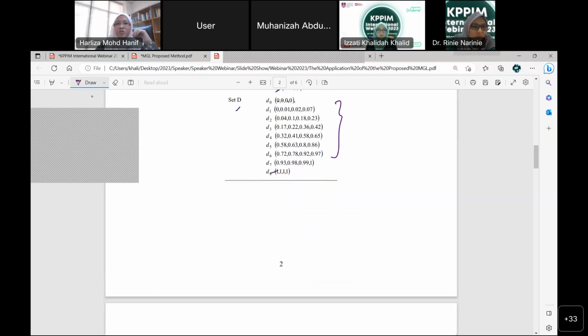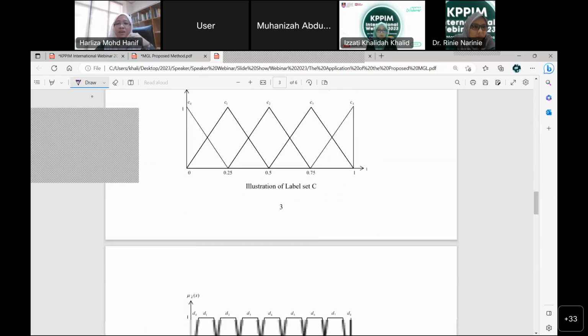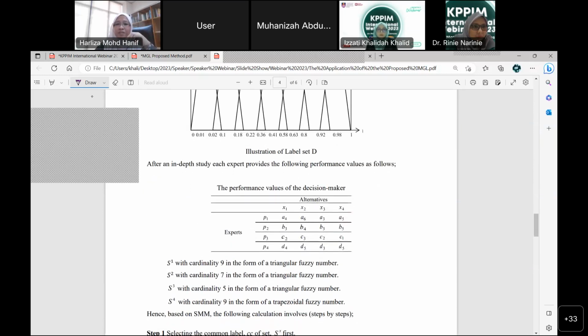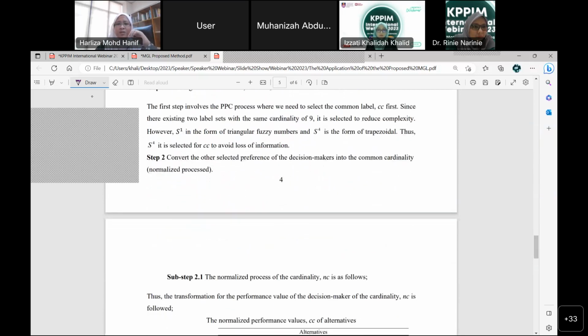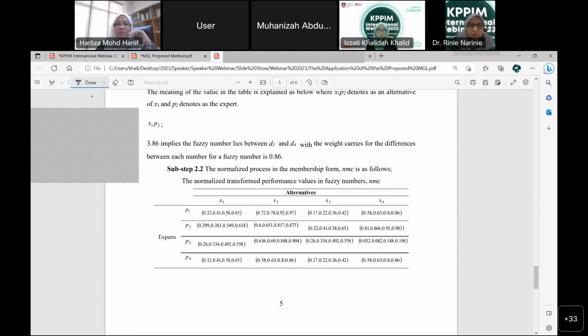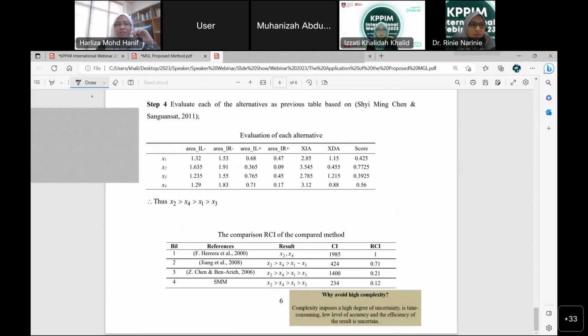So that's the difference. Based on their opinion, their preference, their knowledge, their background of studies, their experience, and so on, they will decide which label set to be used, and then they evaluate each of the alternatives. The expert will evaluate each of the alternatives. Then this will undergo the process of unifying, and then we will aggregate it. Where is the aggregation process? Somewhere here. Yes, this is the aggregation process. And then lastly, we will evaluate it based on the method that we chose just now.